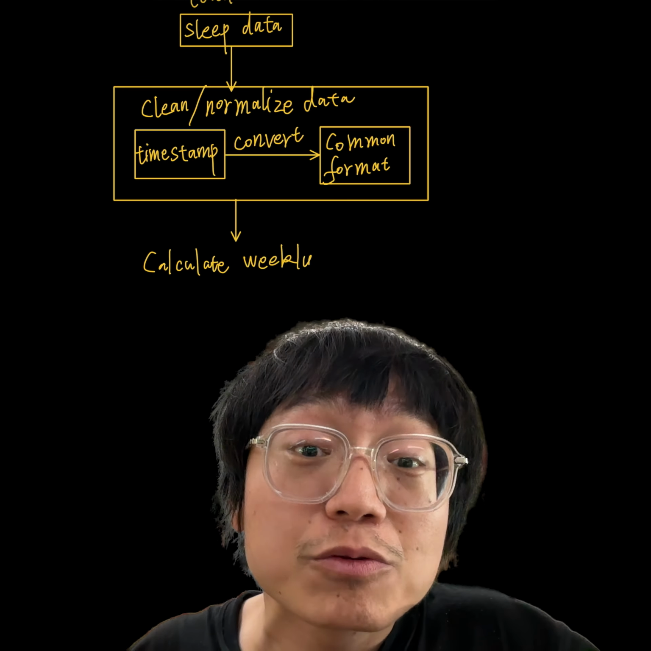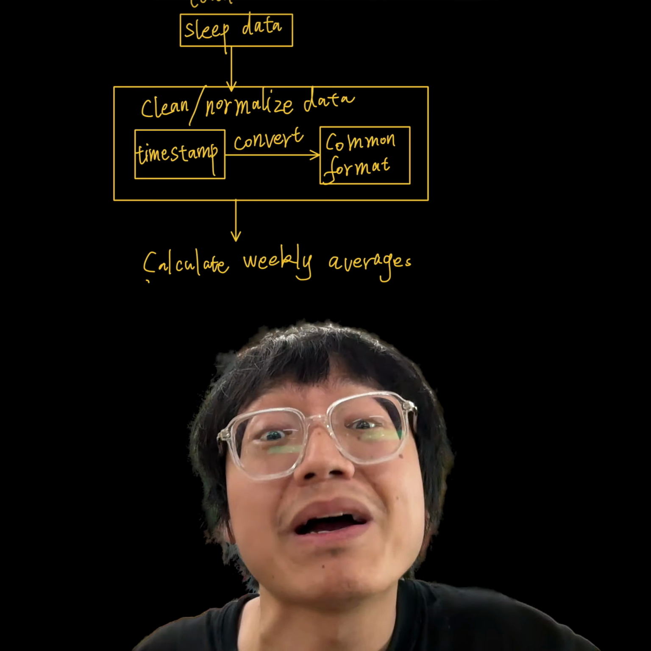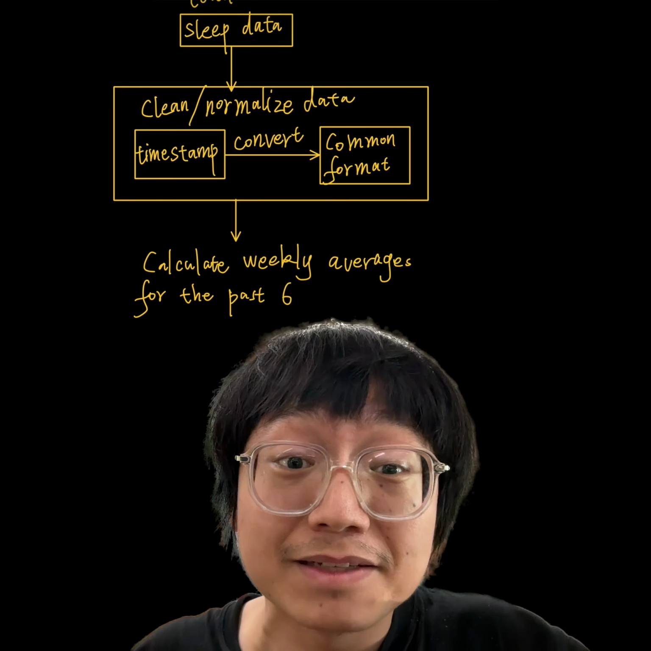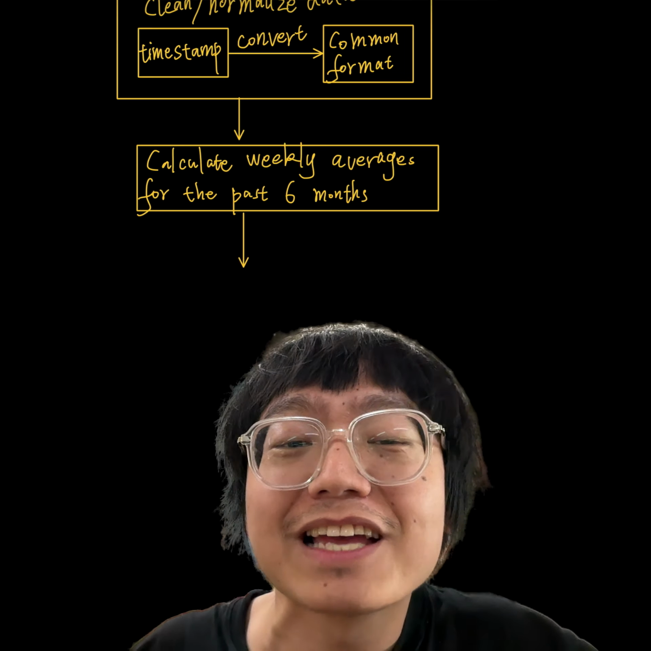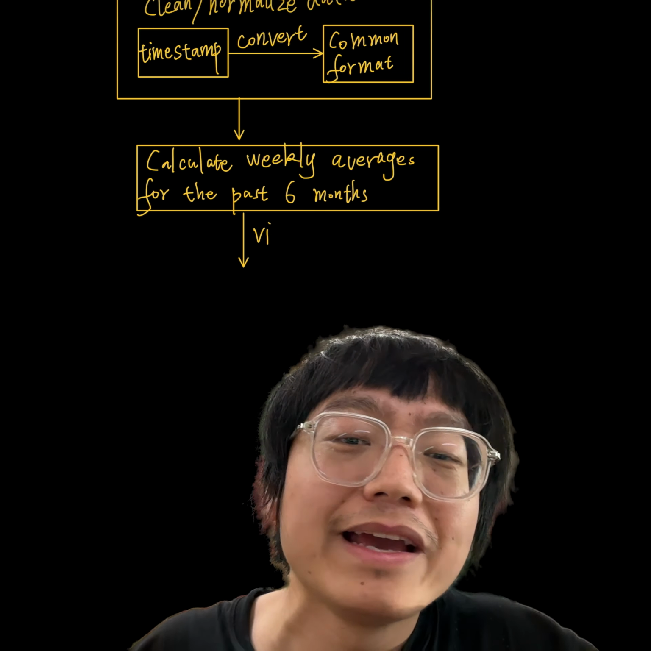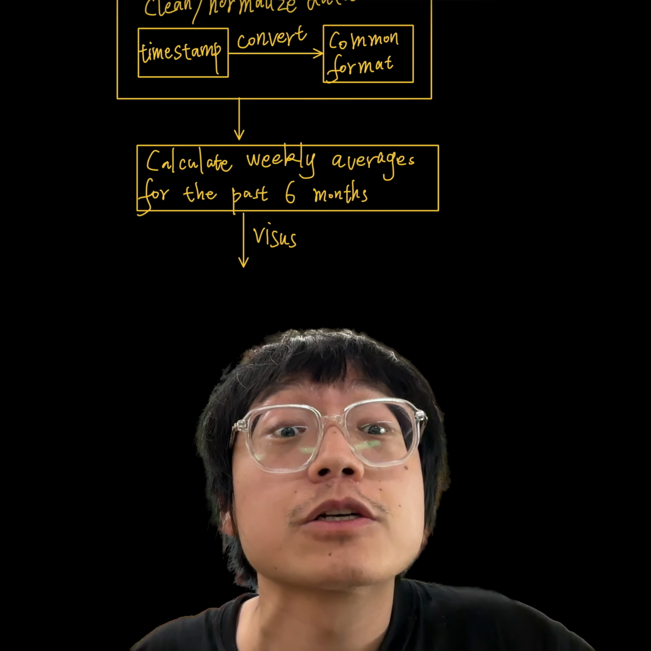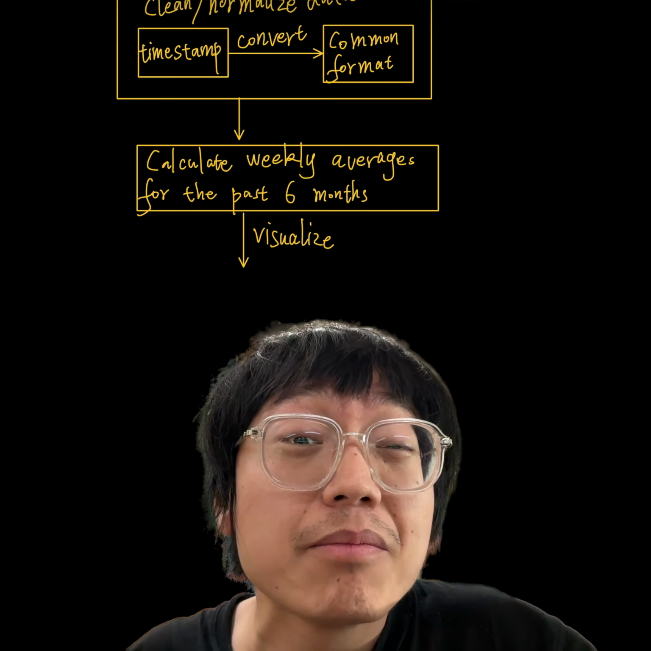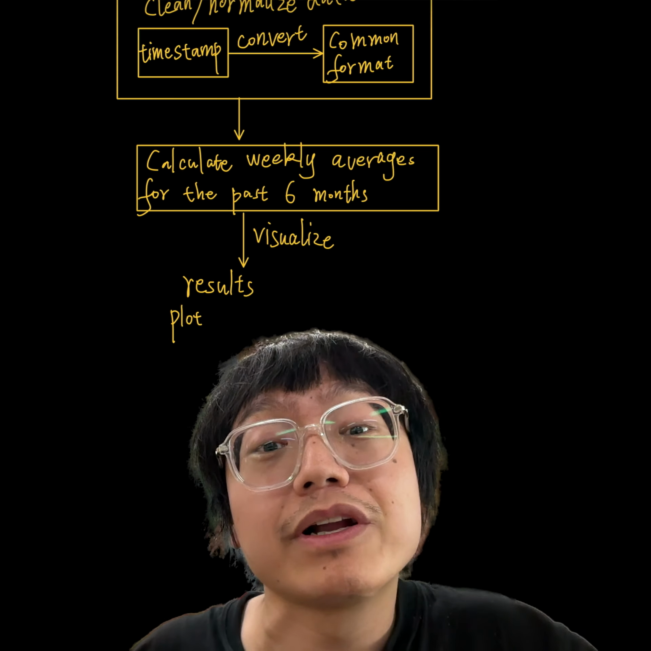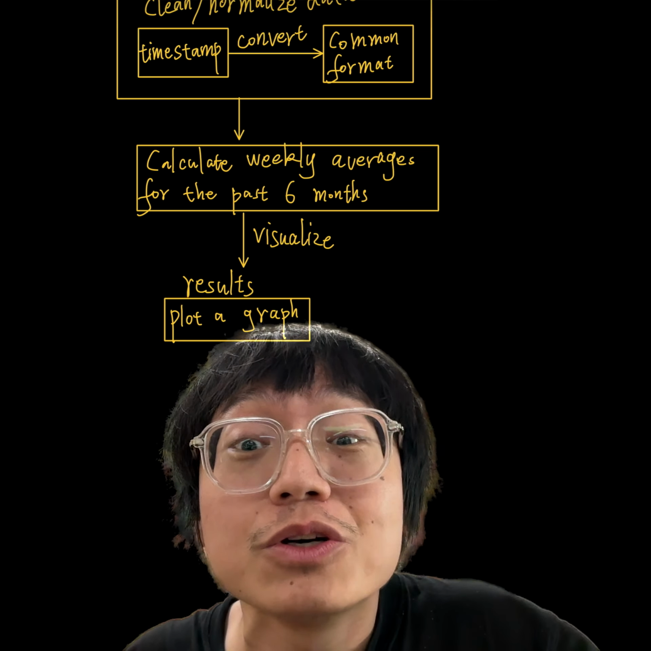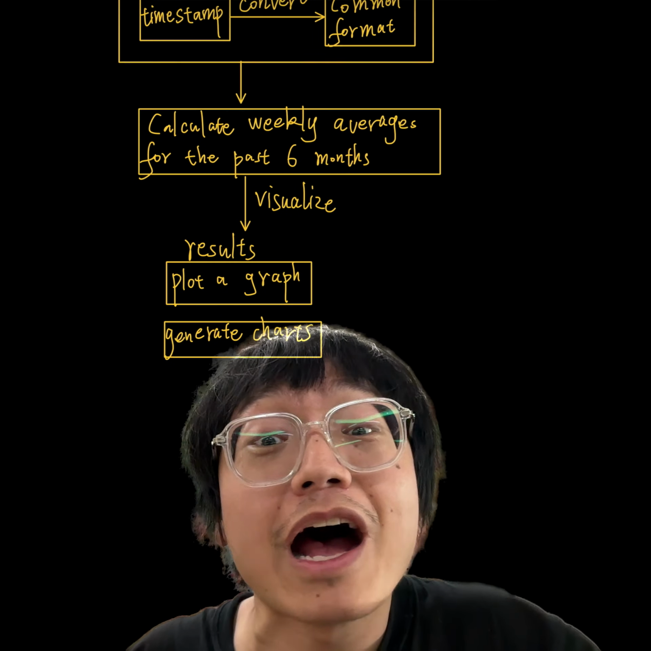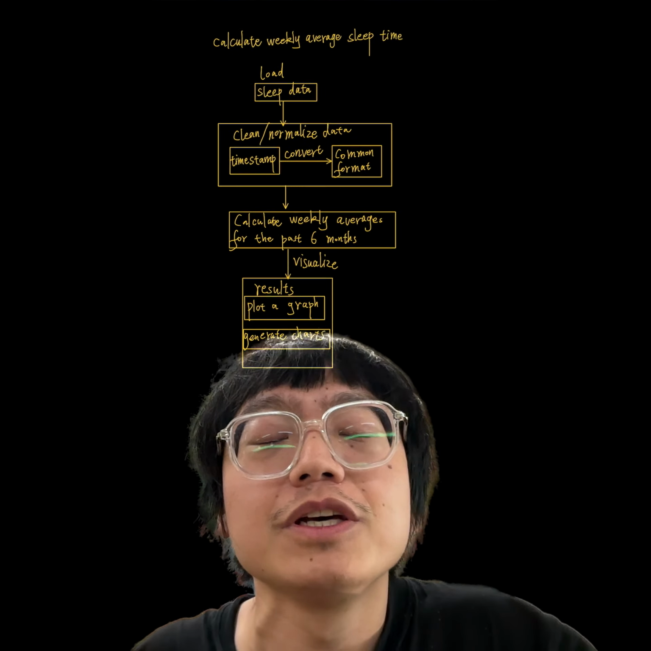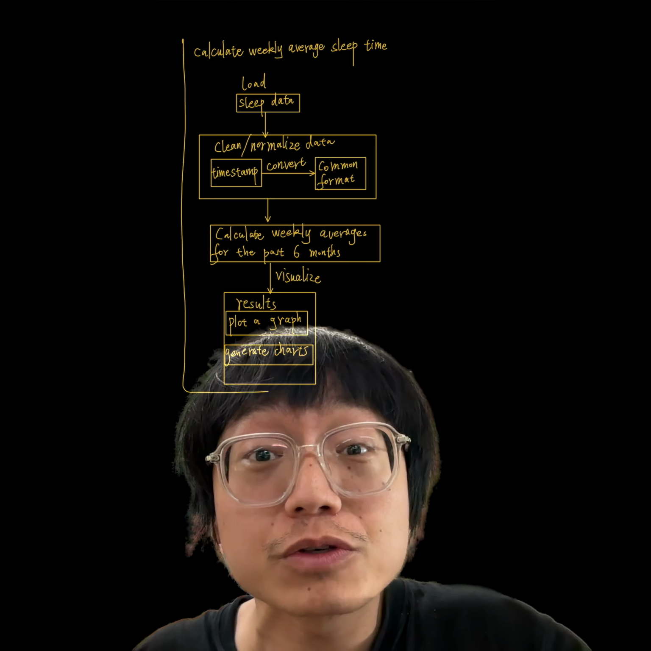And then it calculates the weekly averages for the past 6 months, and then presents the result. Finally, the language agent can visualize the results. It may choose to plot a graph by using Python's matplotlib library or input data into Excel to generate charts. So anyway, the agent just decides how best to present the result, adjusting to the tools at hand.